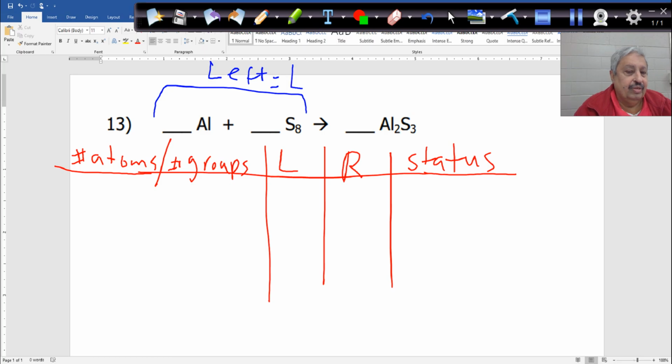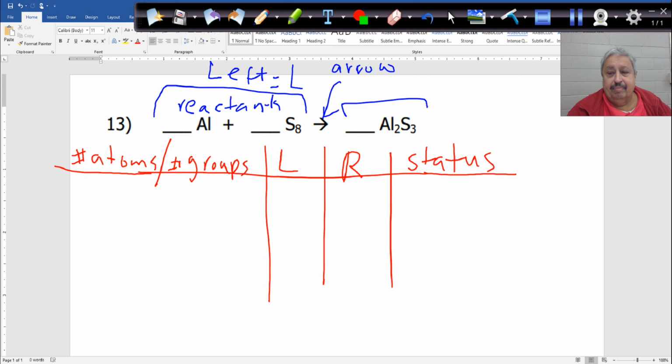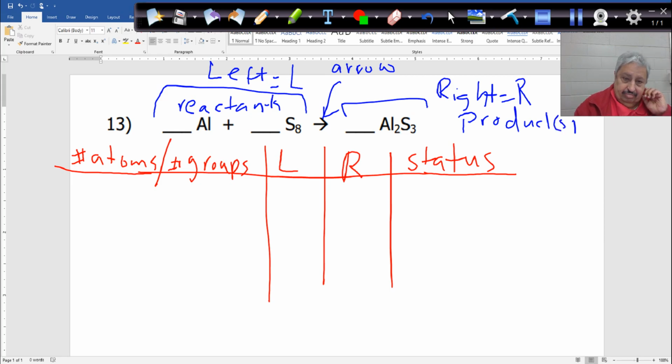Those are my reactants. This is my separator, that's my arrow. Separate, correct? And this is my right, correct? And this is capital R, and this is my product. This one is just one, but sometimes you have more than one of the same product, or reactant.